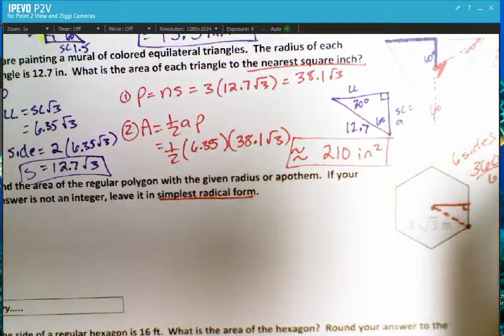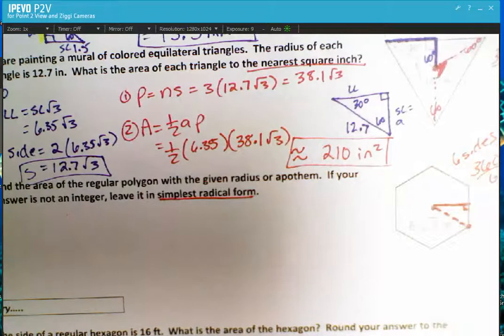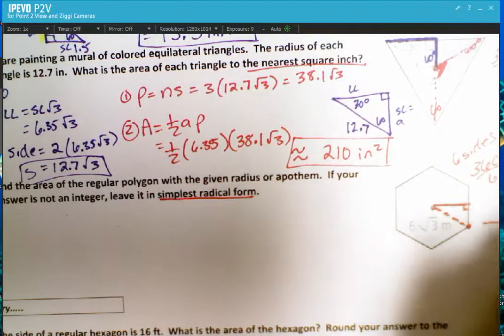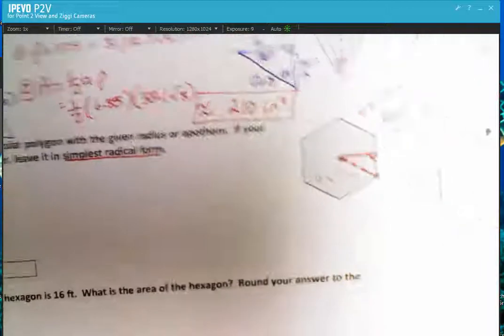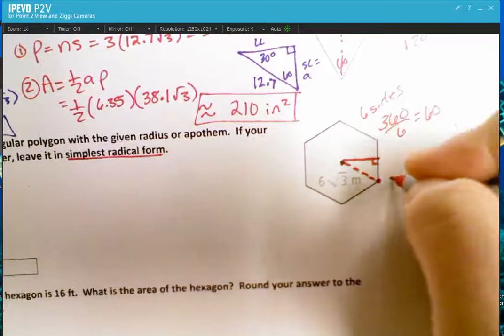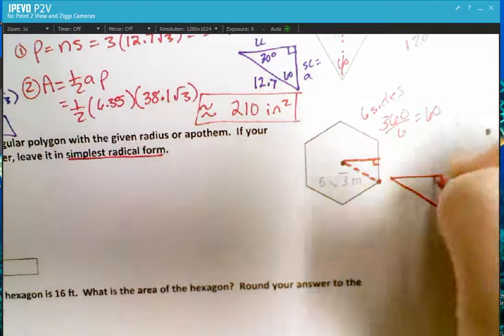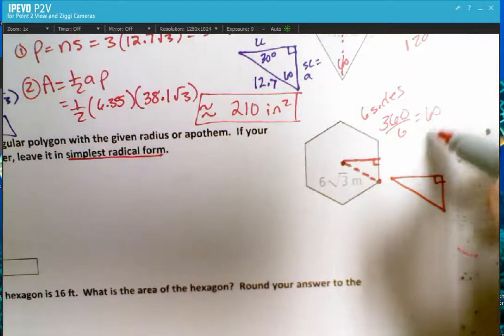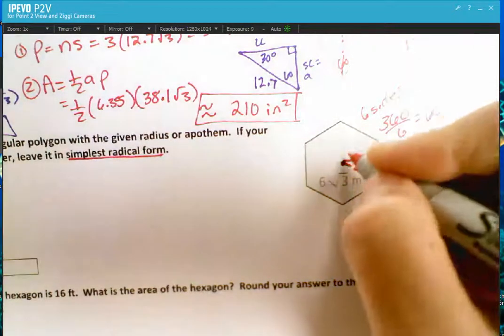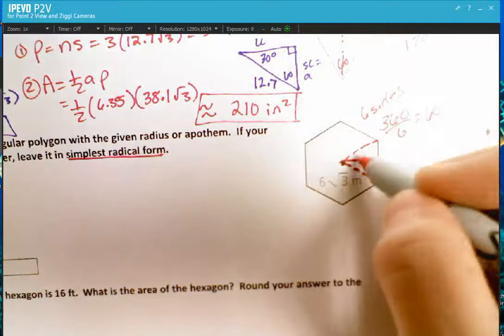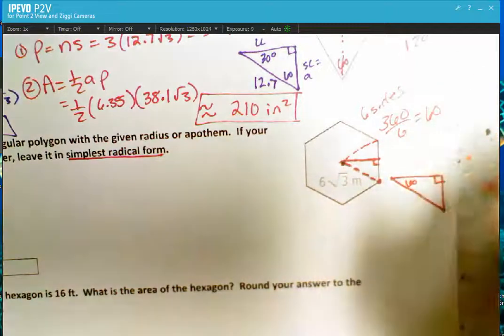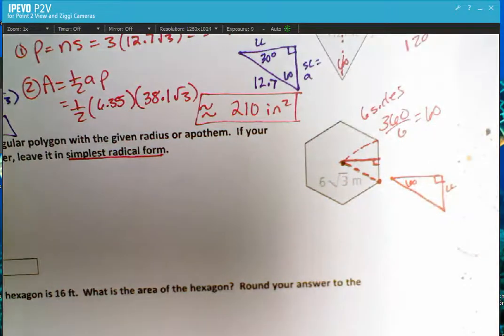360 divided by 6 is 60. So I know that I'm going to redraw this so I can see it bigger. Get my stuff out of the way here. This is my special right triangle, so I know that's a right angle. I just found that the apothem cuts the central angle in half, so that's 60. So this is going to be my long leg.